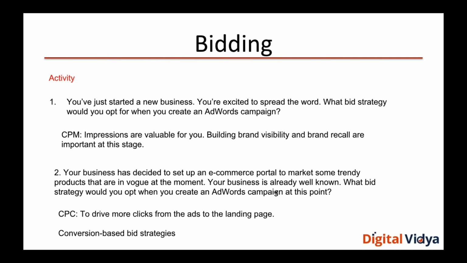Very good, Diksha, Robin. You could go for conversion based bid strategies, any of the CPA bid strategies, or you can also go for CPC, cost per click, because the focus is on marketing certain things. E-commerce portal means a portal where you sell some stuff. So if sales or conversion is your focus, you need to go for CPC or conversion based bid strategy. That's right, Manali. Okay. Are we clear on this? Any doubts?